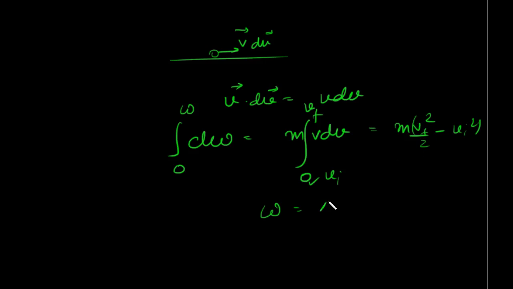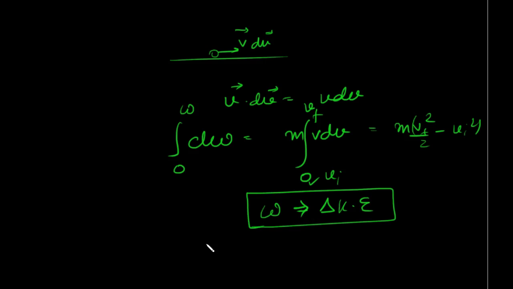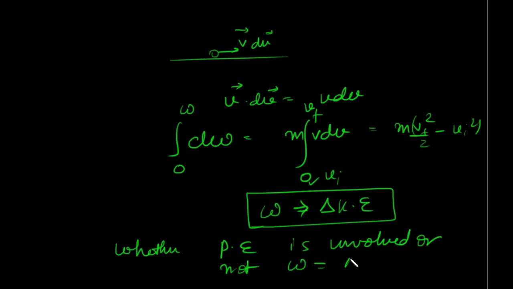So we can say work done is always the change in kinetic energy, whether potential energy is involved or not. I am writing it down here: work done is always the change in kinetic energy. We should remember this. This is a very important concept, okay. Anyway, you can calculate work if you know the change in kinetic energy, alright.